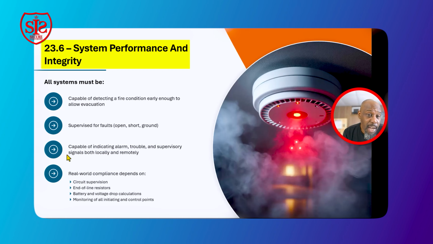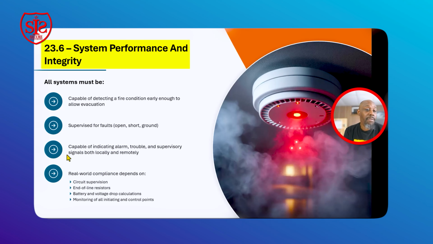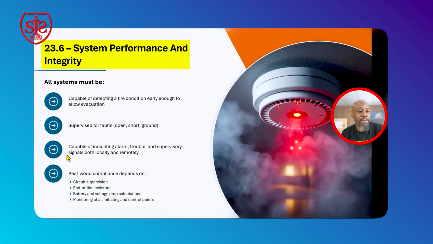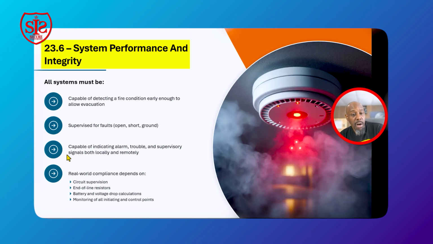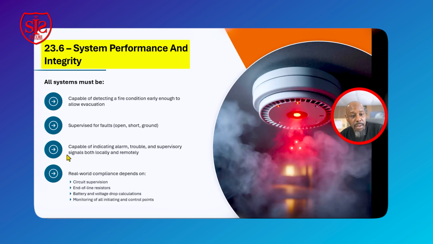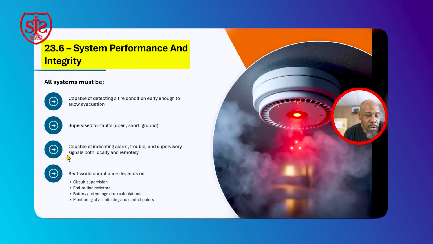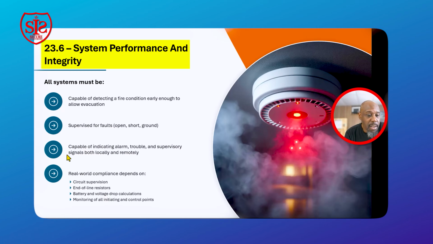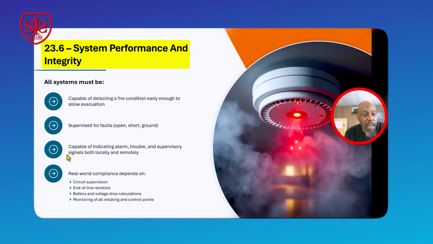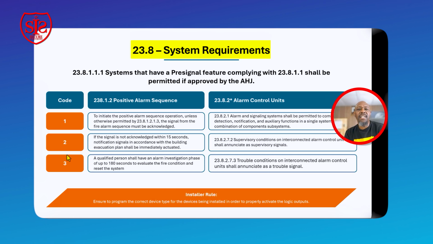23.6, system performance and integrity. All systems must be able to detect a fire condition early enough to allow evacuation, supervise for faults, opens, shorts, grounds, or anything that could happen to the fire alarm system, and be capable of indicating an alarm, trouble, and supervisory signal both locally and remotely to the central station. And when you install the system, it really depends on your circuit supervision, your end-of-line resistance, your battery and voltage drop calculations, and the monitoring of all of your initiating and control points. So everything on the fire alarm system has to fully work 110% and all report to the central monitoring station accurately.